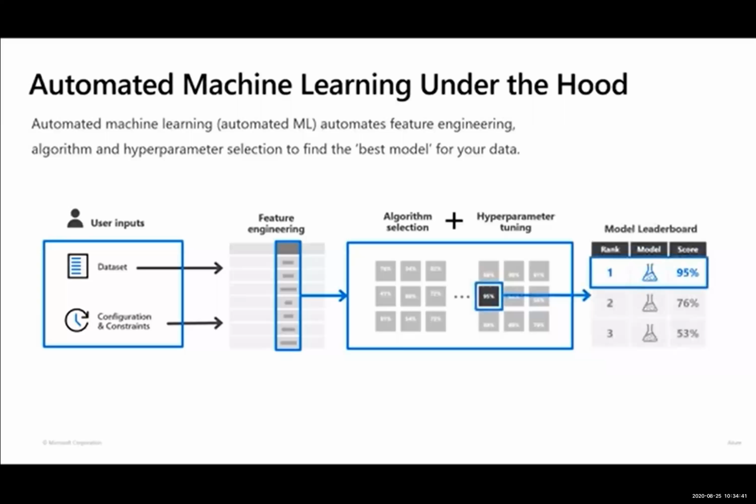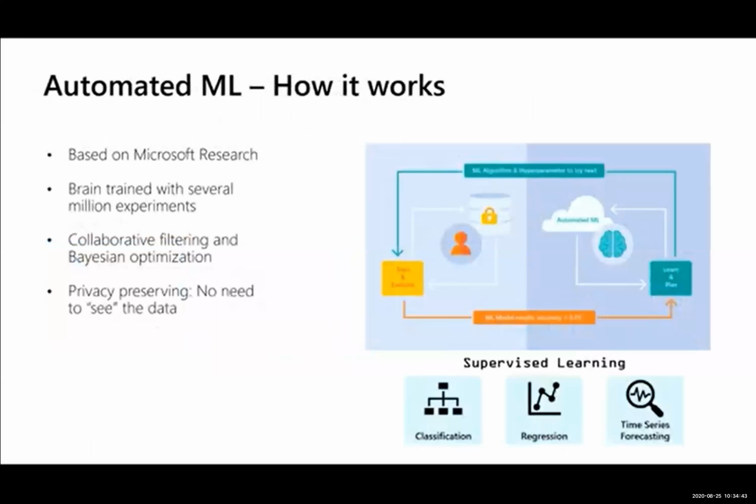So let's actually talk about how this works. AutoML is based off of Microsoft research. The brain has been trained with several millions of experiments. I like to think of this as Netflix, where after watching some movies, you'll see that it recommends the next movie that you might actually want to watch. What AutoML uses is collaborative filtering and Bayesian optimization. It currently supports classification, regression, and time series forecasting task types. So now that we know what automated ML is, let's dive deeper into the capabilities.